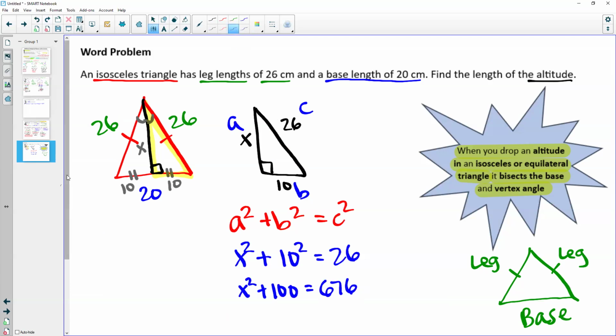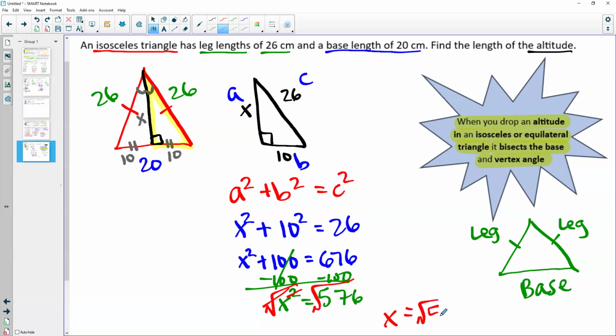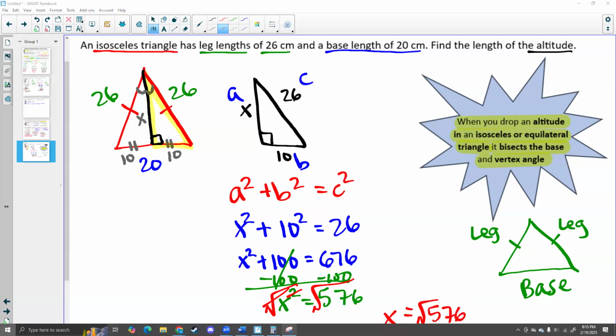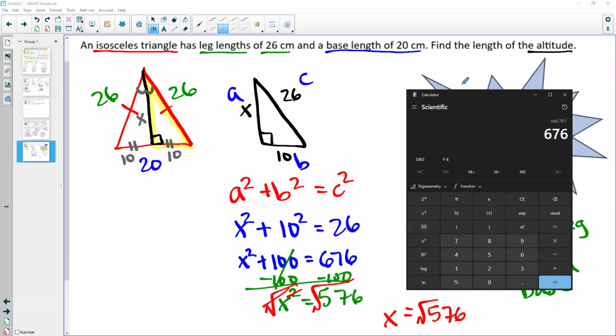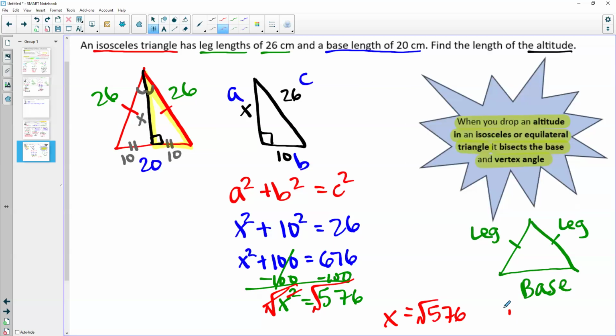Now, if I want to solve for x, which we labeled as the altitude, then I need to get the 100 canceled out. So we're going to subtract 100. This gives me x squared is equal to 576. If I want to solve for x, remember that a square root will cancel out a squared. So now we're just left with x is equal to the square root of 576, right? So let's check with the calculator. Hopefully that gives us a nice number. If we look here, the square root of 576, oh, it does. So we get 24. So this tells me that x is equal to 24.